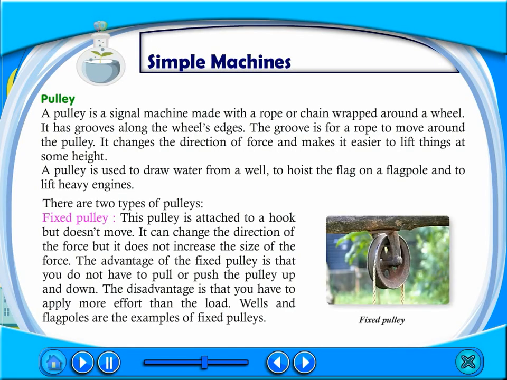Fixed pulley. This pulley is attached to a hook but doesn't move. It can change the direction of the force but it does not increase the size of the force. The advantage of the fixed pulley is that you do not have to pull or push the pulley up and down. The disadvantage is that you have to apply more effort than the load. Wells and flagpoles are examples of fixed pulleys.